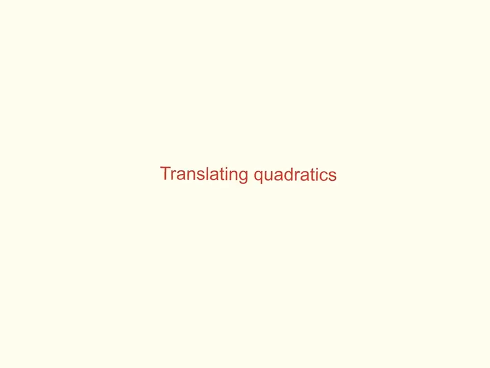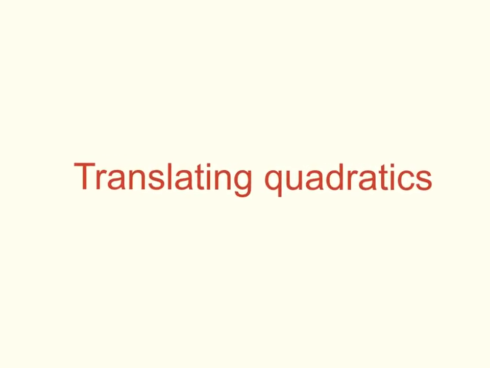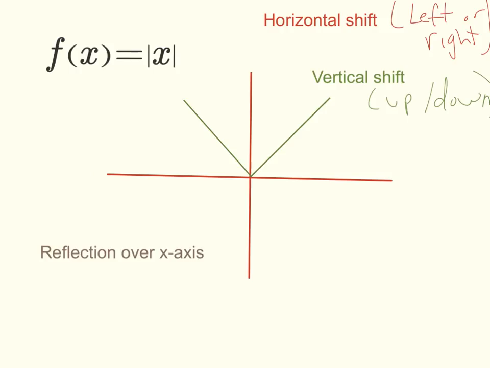Today we're going to be talking about translating quadratic functions. And in order to do that, we're going to have to do a little bit of review. If you can recall, a little bit earlier in the year, we studied translating absolute value functions. So here we have the absolute value equation, f of x equals the absolute value of x. We can see the parent function here.